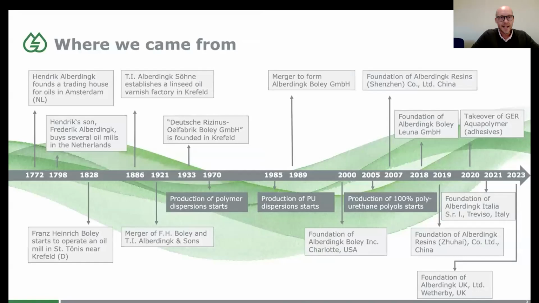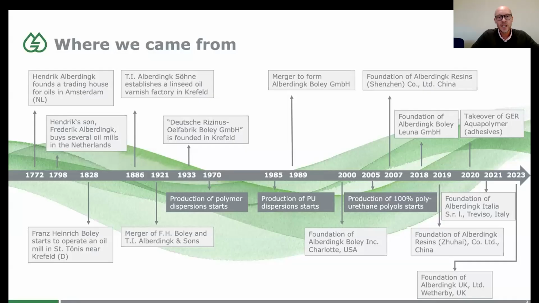So, Alberdingk Boley, who are we? As you can see from this timeline, we're established in 1772. So Alberdingk is over 250 years old, 253 years to be exact. And we started off importing oils in Holland and in Germany. And we've now evolved into a global technology company. So some milestones along this journey.